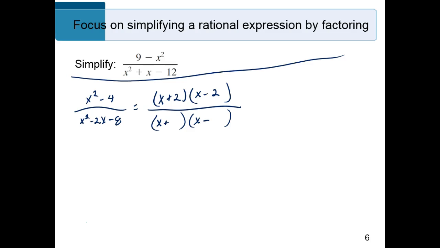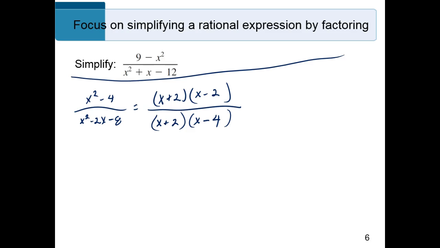2 and 4. Which one goes where? Plus 2, minus 4. Why? Because the minus sign wins, right? The middle term is negative, so the bigger number is the minus 4. Now that works when the coefficient of the x squared is 1. If it wasn't, you've got some more work to do.